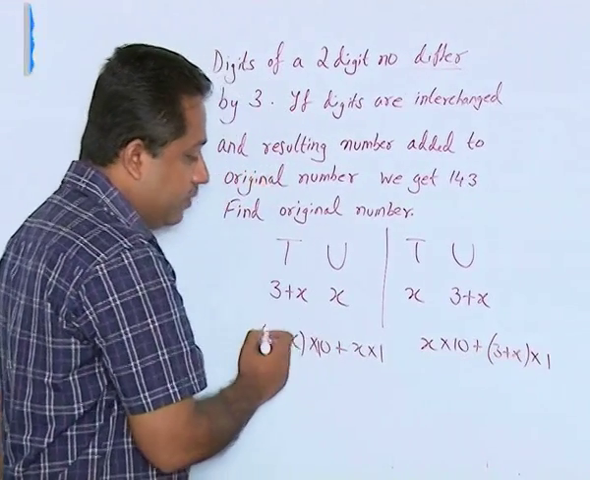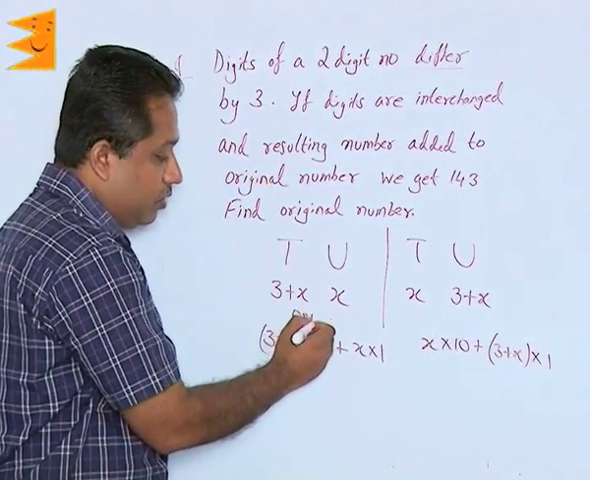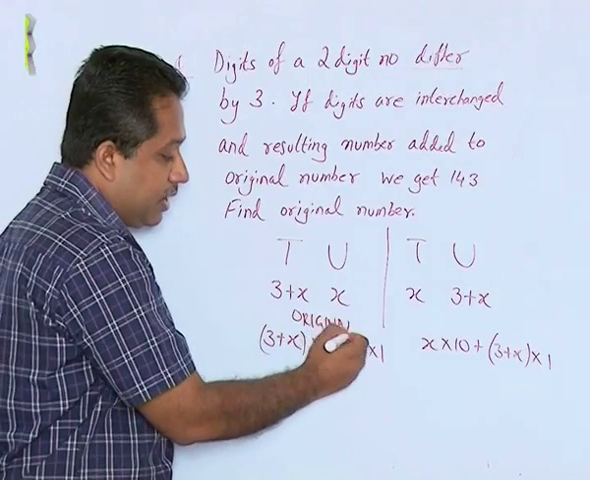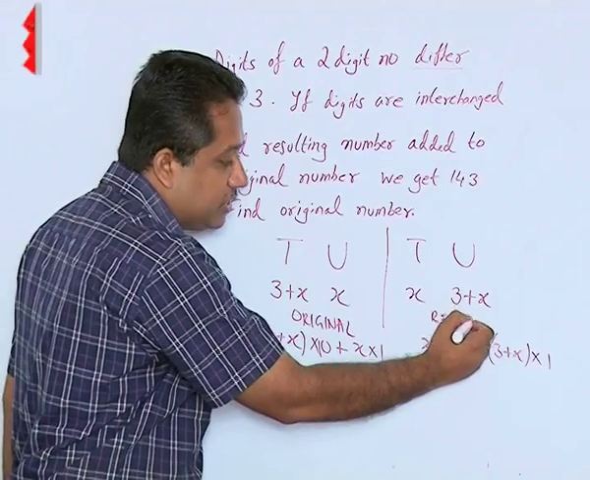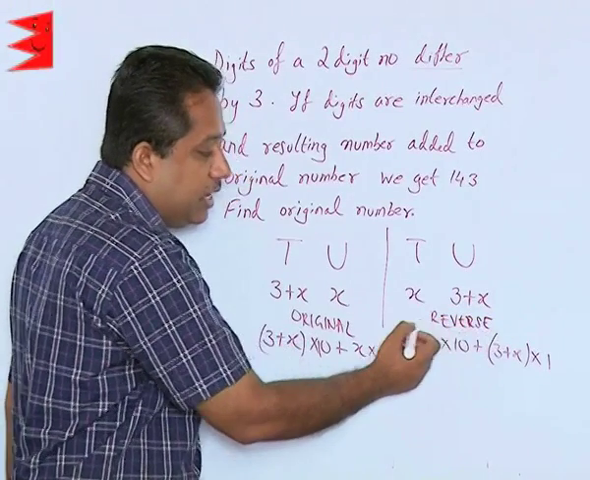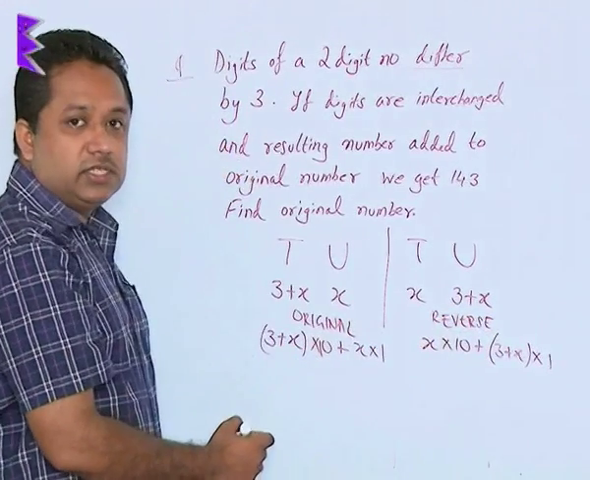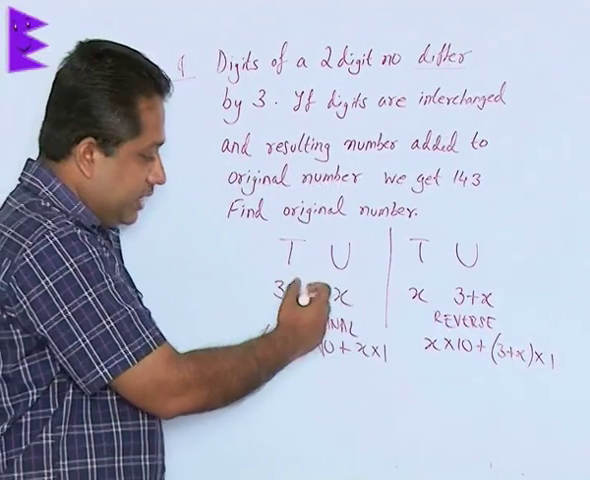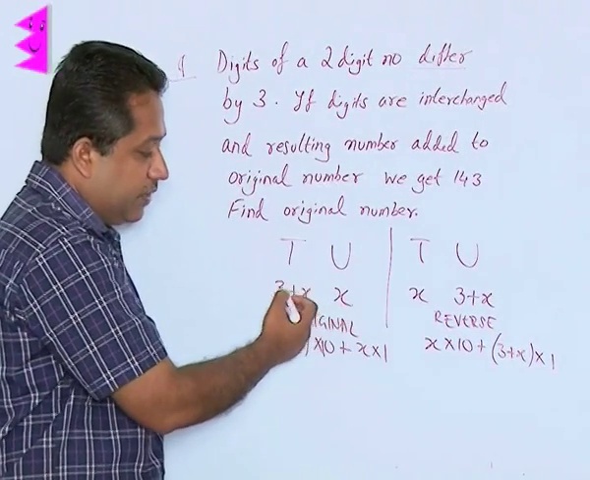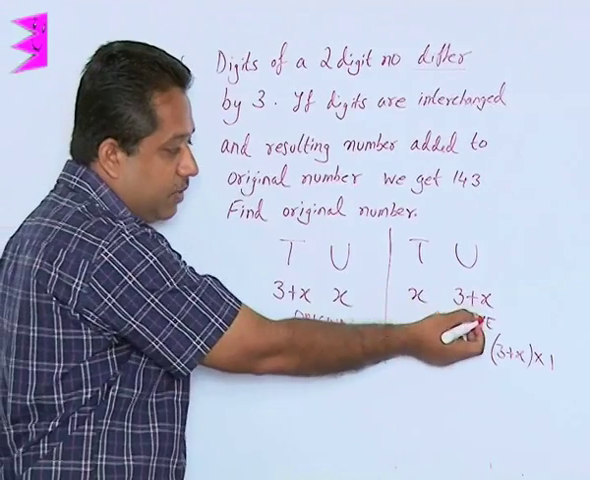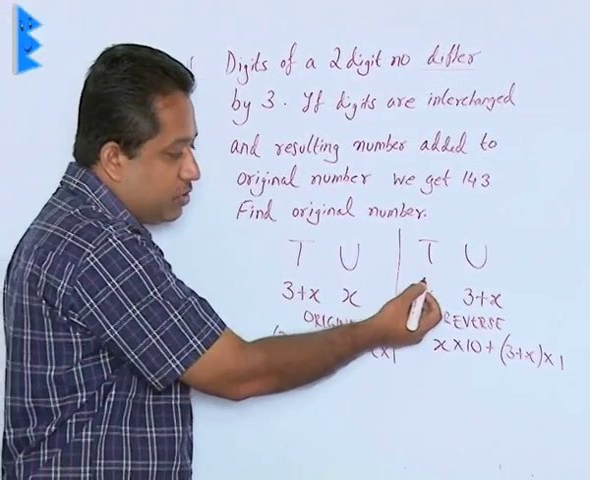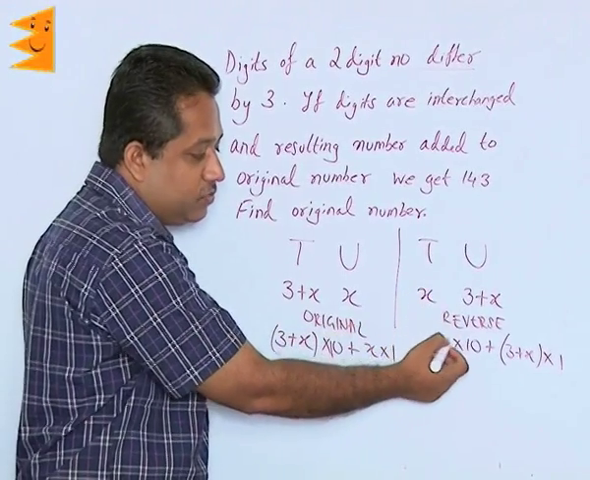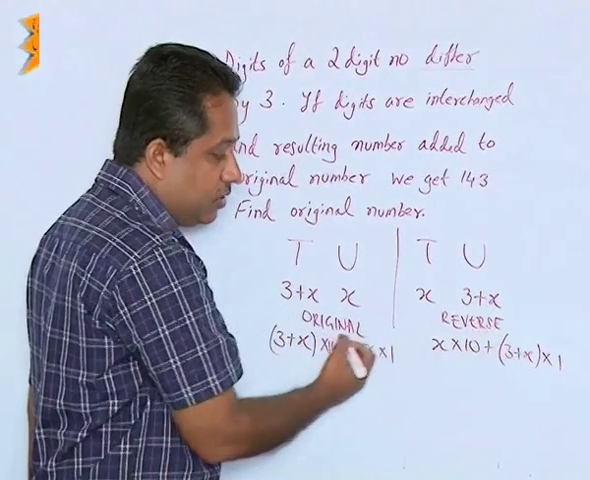So, on one hand we are finding the value of the original number, and on the other side we are finding the value of the reverse number, or the number obtained on interchanging the digits. As the assumption goes here, 3 plus x, x and 3 plus x, we have multiplied this with 10 and this with 1. The same process we have repeated on the other side, multiplied this with 10 and this with 1. Now, solve this further.